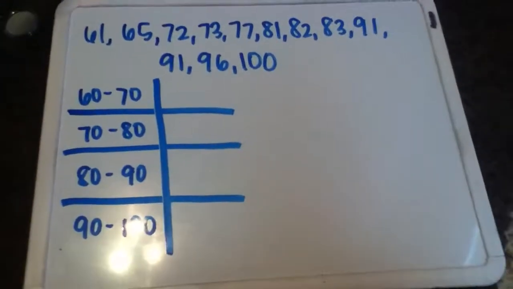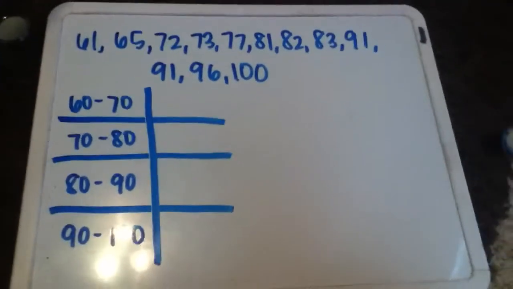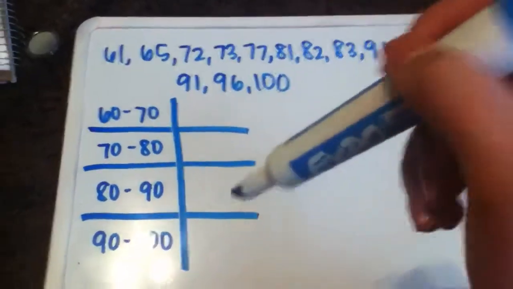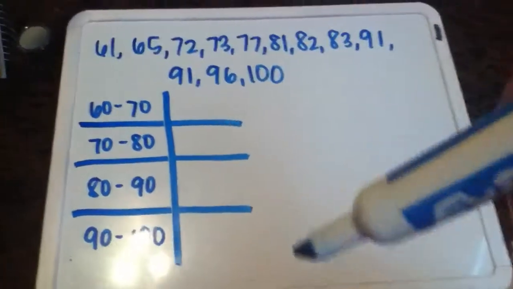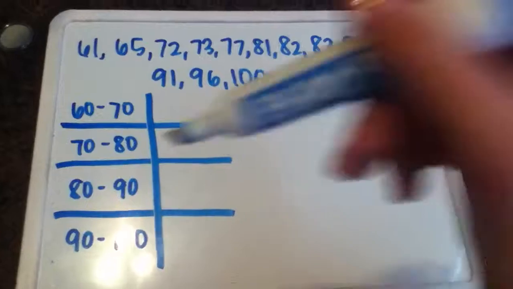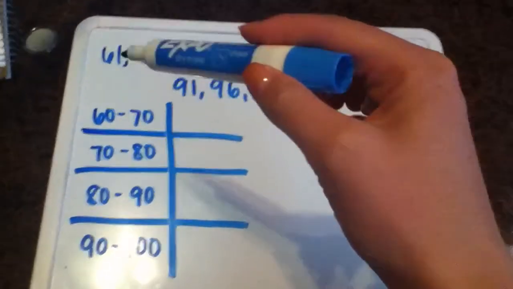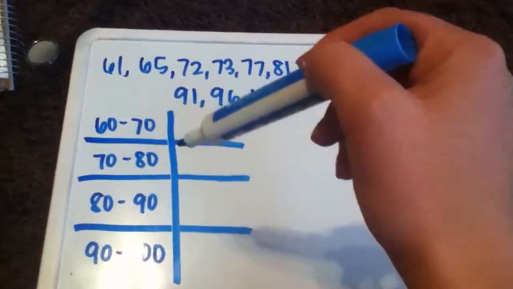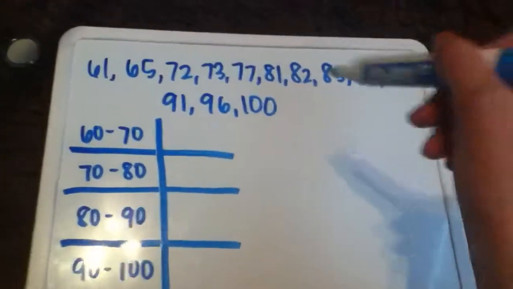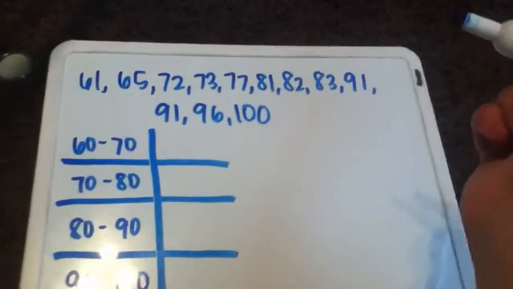The next thing we're going to do is make a histogram. So in order to do that, we're going to make this data into a table so it's easy to see what we're going to do when we put it onto the graph. So right now I've already made columns of sections, so it's 60 to 70, 70 to 80, 80 to 90, or 90 to 100. And so as you can see, the numbers are still in order from least to greatest, which makes it easy to see.